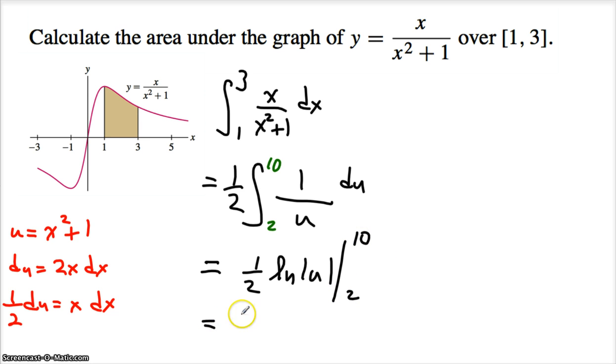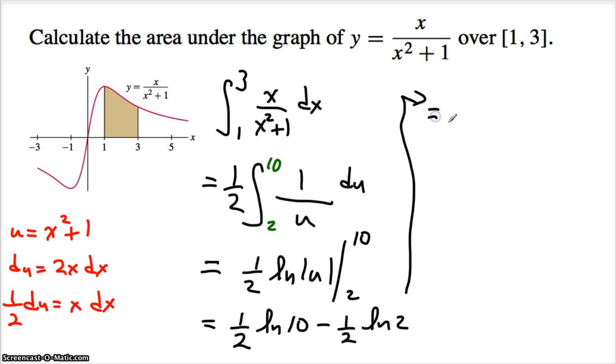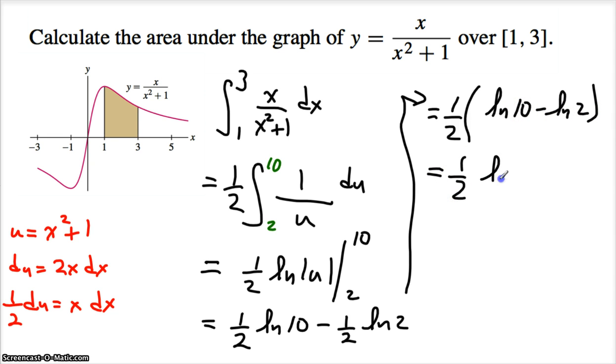Let's make our substitution here. We get 1/2 ln of 10, and I'm dropping the absolute values here because 10 is positive, not necessary to write absolute value, minus 1/2 of ln 2. Okay, so there's your answer, but let's keep on simplifying here. 1/2 is a common factor, so this would be ln 10 minus ln 2. And we know that the difference of logs is equivalent to the ln of 10 divided by 2. So this is 1/2 of ln 5.